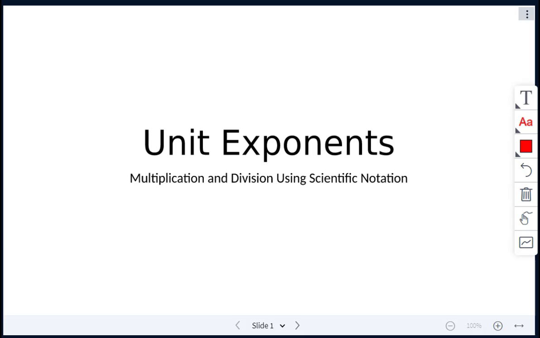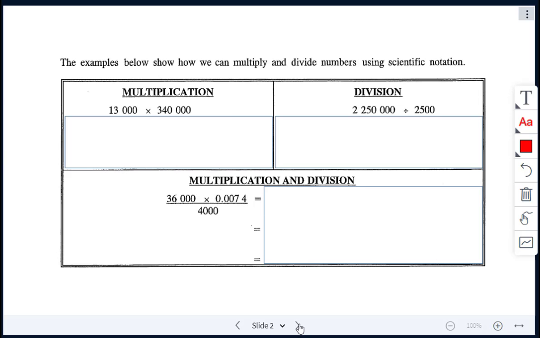Today's lesson is on multiplication and division using scientific notation. And we'll take a look at some of these examples. So what we're going to do with our first example here for multiplication.